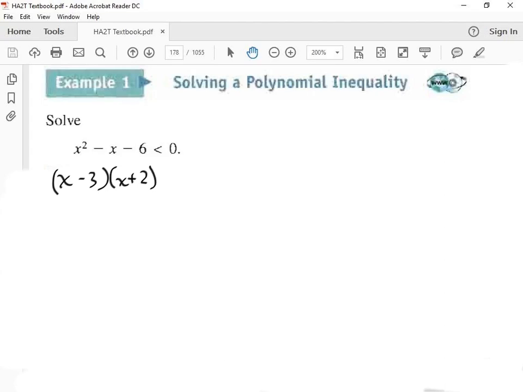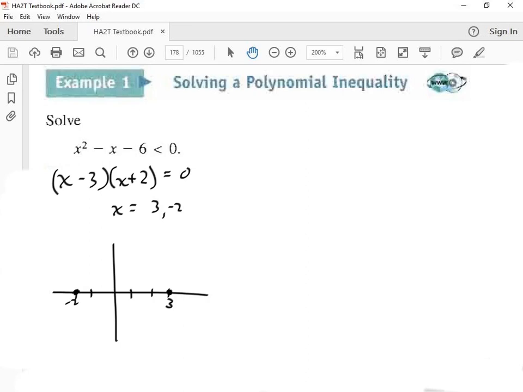I'm going to ignore this right here. I'm just going to pretend it says equals 0. All right, so what you would do is solve this. You would get x equals 3 and negative 2. Now if I graph this, I would go to negative 2 and put a dot right here, and then I would go to 3 and put a dot right there. Those are the x-intercepts.